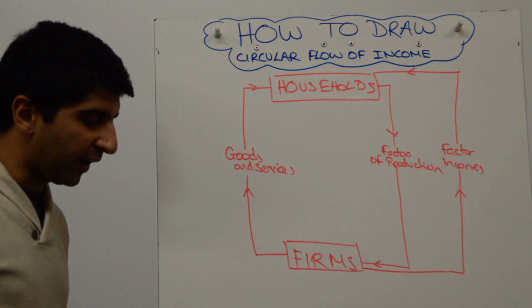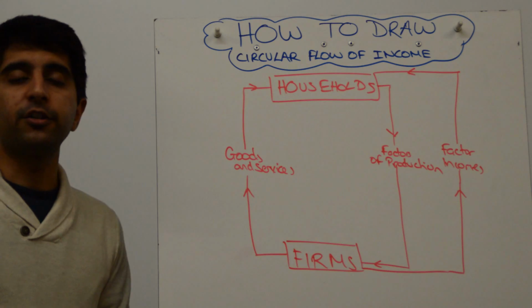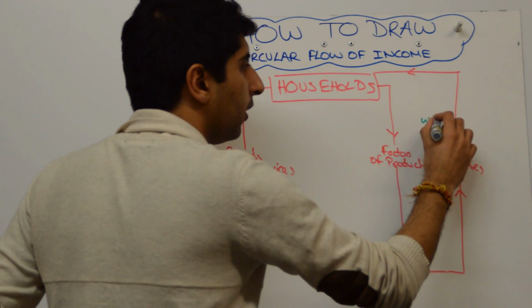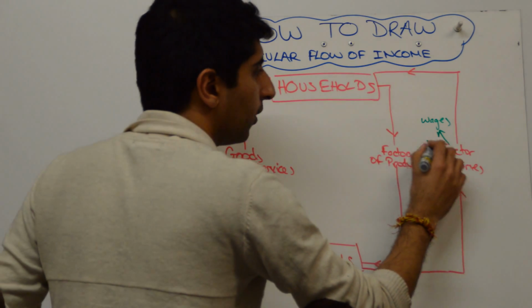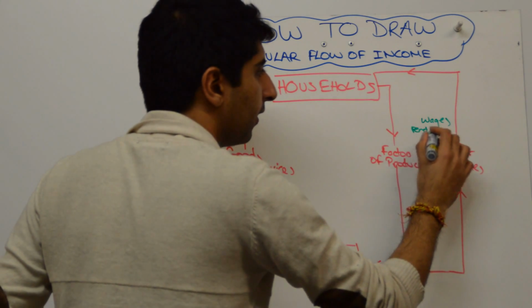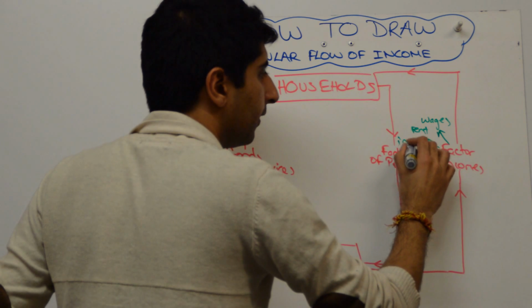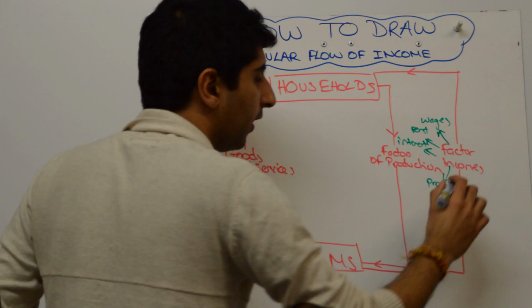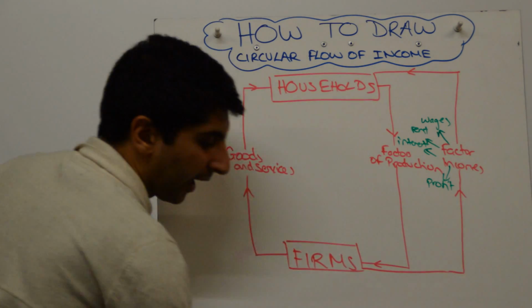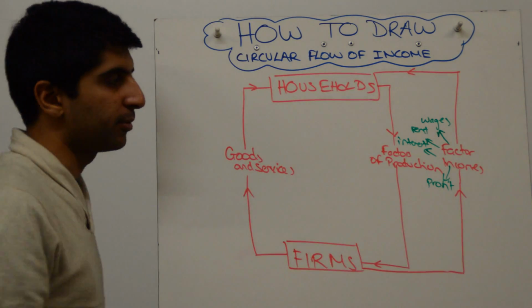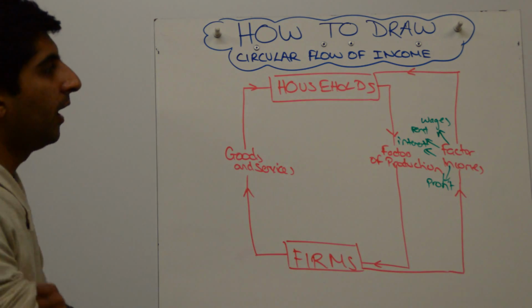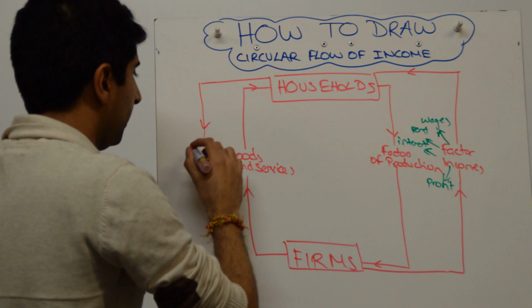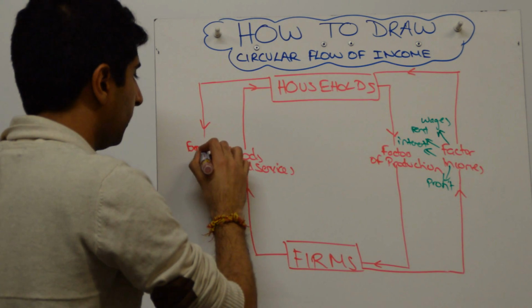It's important to know what those factor incomes are. So each factor of production has a reward to it. So for labour, the reward is wages. For land, the reward is rent. For capital, the reward is interest. And for enterprise, the reward is profit. Alright, so these are the factor incomes that households receive depending on the factor of production they supplied to businesses. And with this money, they then go and spend it in the economy, and we have expenditure here.